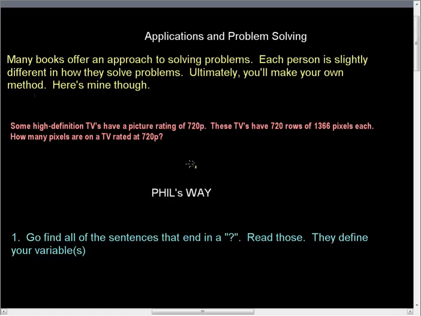In this video, we're going to be looking at applications and problem solving. Now, if you're using a book, usually the book will offer a step-by-step analysis of how the author, or how their research, has dictated that they should look at problems. I've learned that there are 7 billion different best ways to look at problems. They all have some commonalities, but ultimately, you have to develop your own.